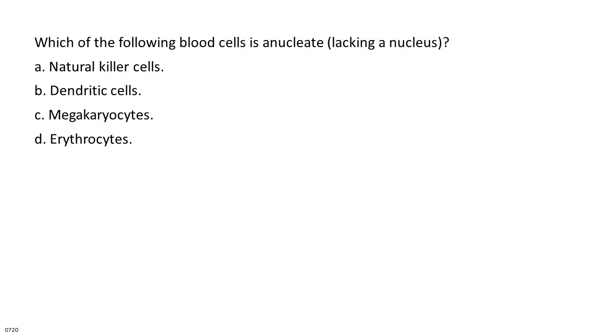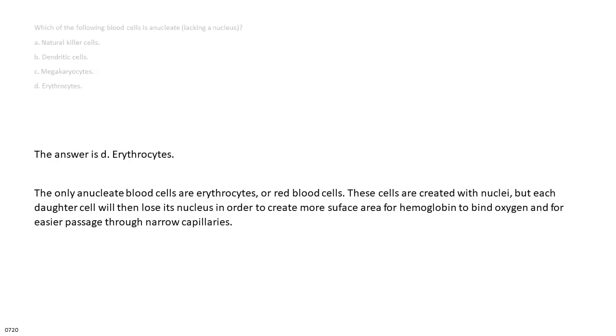Which of the following blood cells is anucleate, lacking a nucleus? A. Natural killer cells. B. Dendritic cells. C. Megakaryocytes. D. Erythrocytes. The answer is D. Erythrocytes.